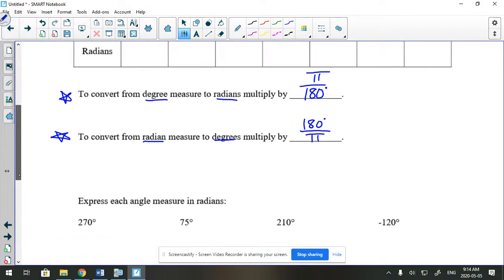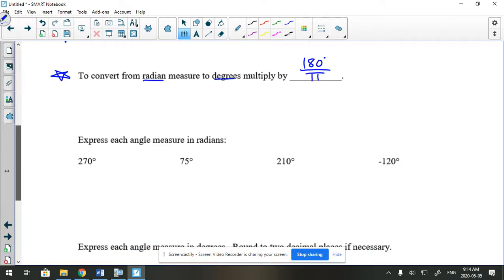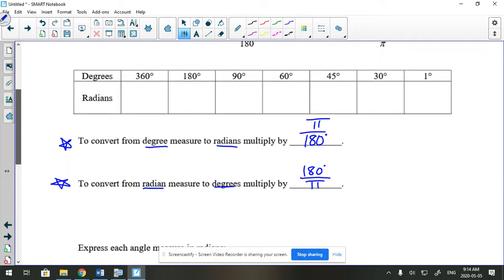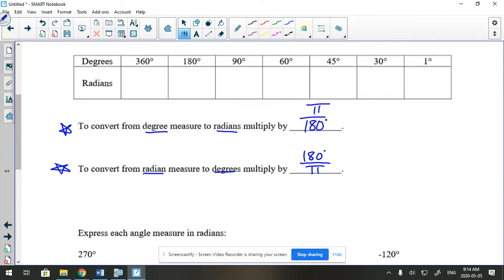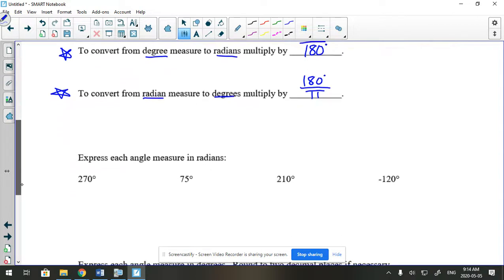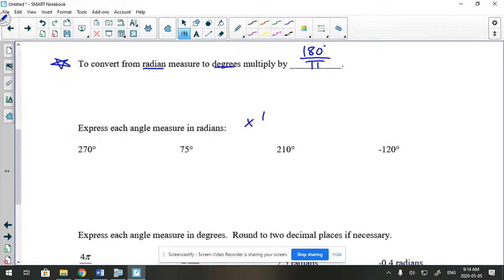So let's actually do some conversions. We want to express each angle measure in radians. If I'm converting from degrees into radians, you're going to do step 1 here. You're going to multiply by pi over 180. So all of these ones here, you're just going to multiply by pi over 180 degrees. So let's do a couple here.